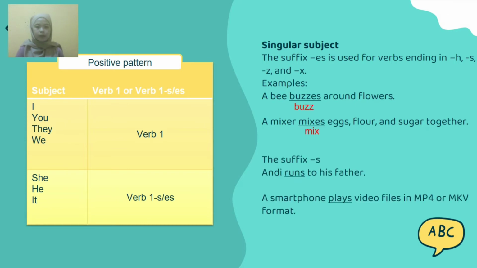For example, a bee buzzes around flowers. Observe mixes eggs, flour, and sugar together. For the suffix x, for the suffix s, and Andy runs to his father. The smartphone plays video files in MP4 and MKV format.